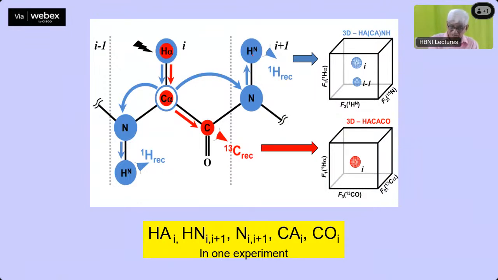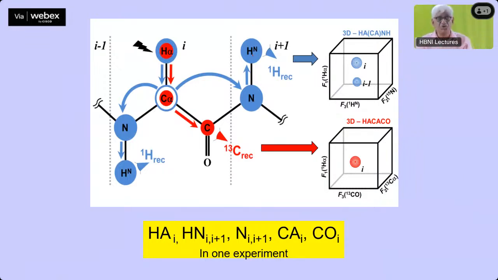So therefore, in one experiment, you collect this 2D data, two 3D experiments. What all assignments you get? H alpha I, HN I plus 1, nitrogen I plus 1, C alpha I, and CO I. So almost the entire backbone is covered in this one experiment. Of course, you didn't go into the side chain, you didn't go to the betas. You could also go to the beta. We have that experiment also, but I'm not going to discuss that here.